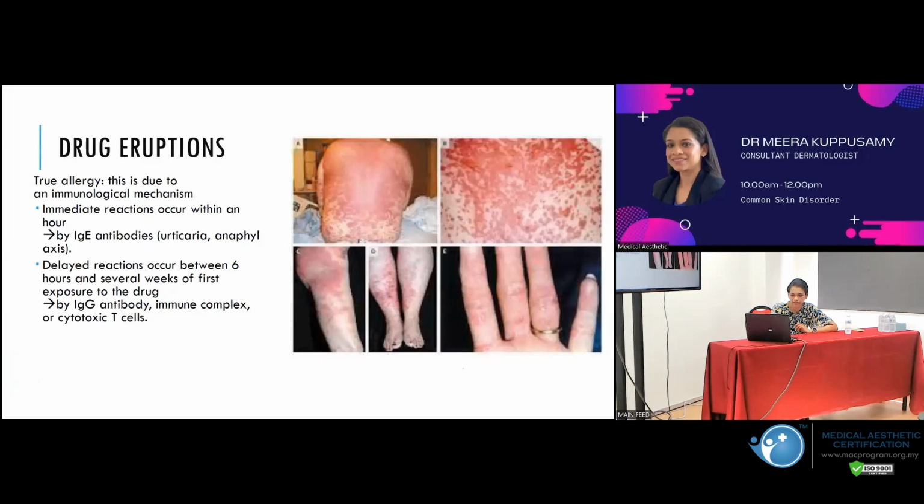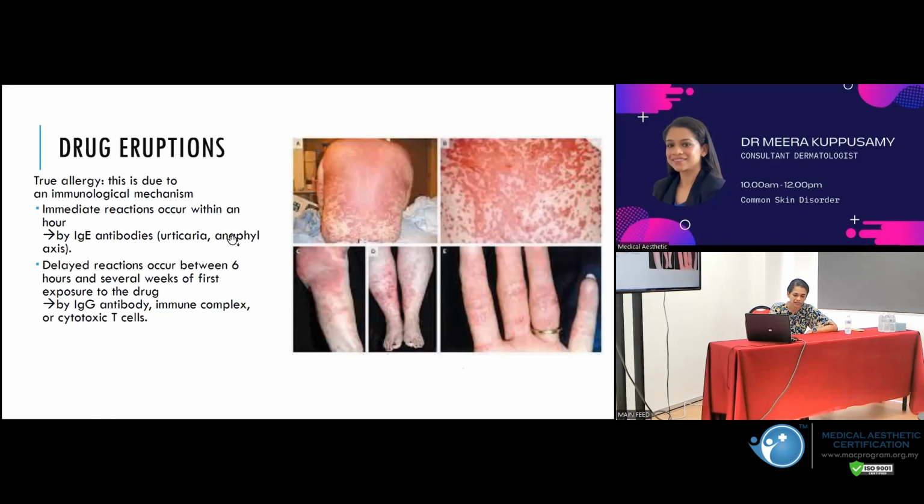Okay, drug eruption. Drug eruption can look like anything. It can look like measles, it can look like blisters, it can look like bullous pemphigoid, it can look like anything. And the reaction time also is different. It can be immediate, like you take the medicine and within a few minutes you get the reaction, or it can be a few days, weeks, even months. So when it's immediate, it's always like anaphylaxis or urticaria.